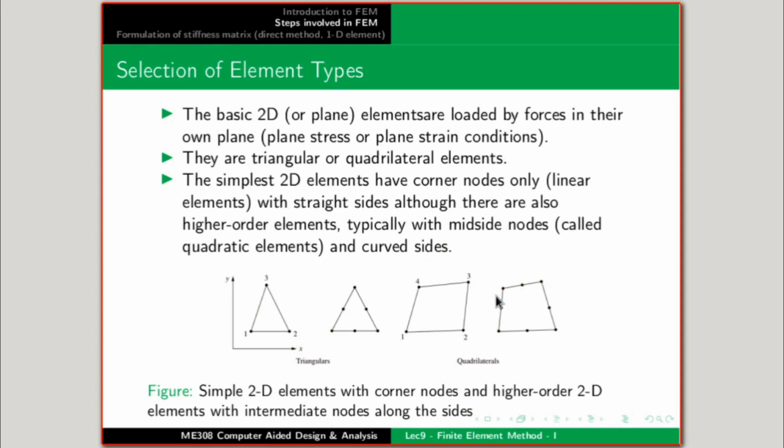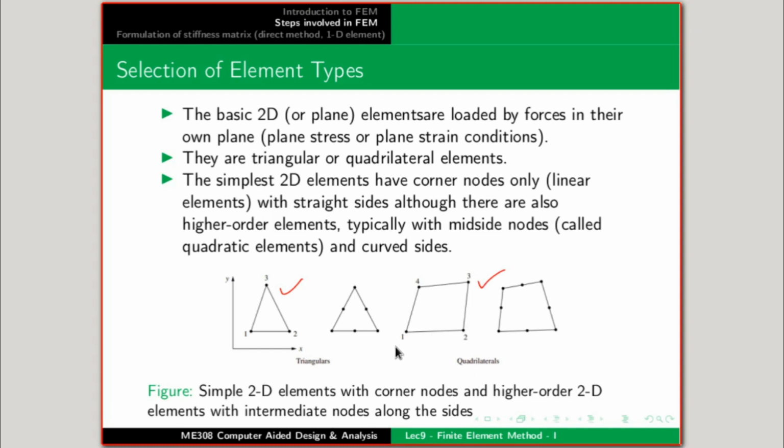The basic 2D elements are loaded by forces in their own plane. So they are very helpful in modeling plane stress or plane strain problems. They are either triangular elements or quadrilateral elements. So these are triangular elements, or it can be quadrilateral elements. The simplest 2D element has corner nodes only. So this is a simple element. We have only corner nodes. So this is a simple quadrilateral element. It also has corner nodes only.